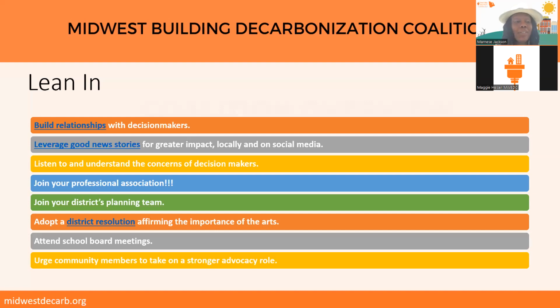People tend to leave out school boards because, you know, we're fighting for environmental and climate justice, and we're going to be leaving this earth to our children, right? So we have to get the children on board. So the first place to go is to attend school board meetings so they can learn about these issues. And then urge community members to take a stronger advocacy role. And then get help.